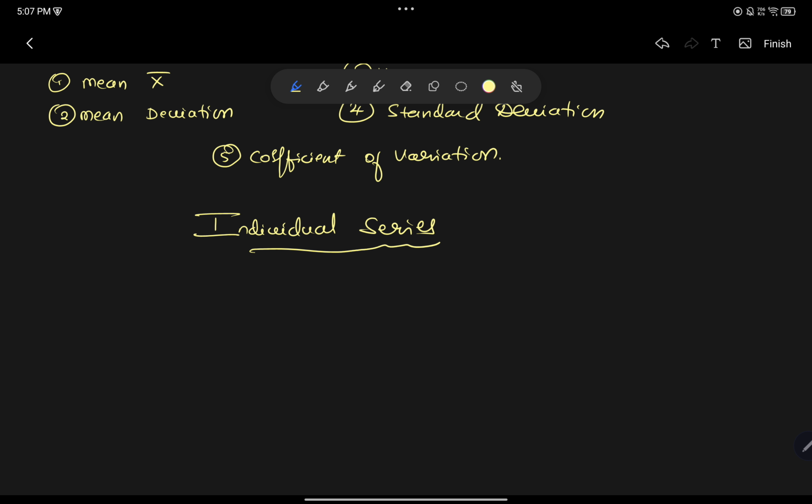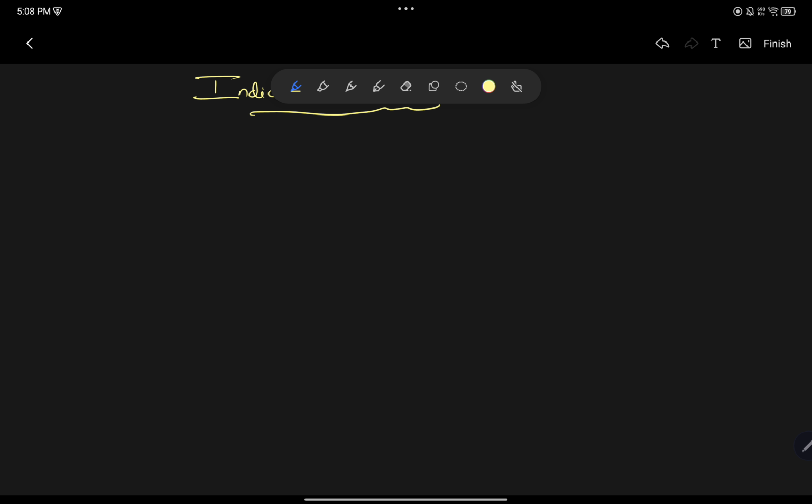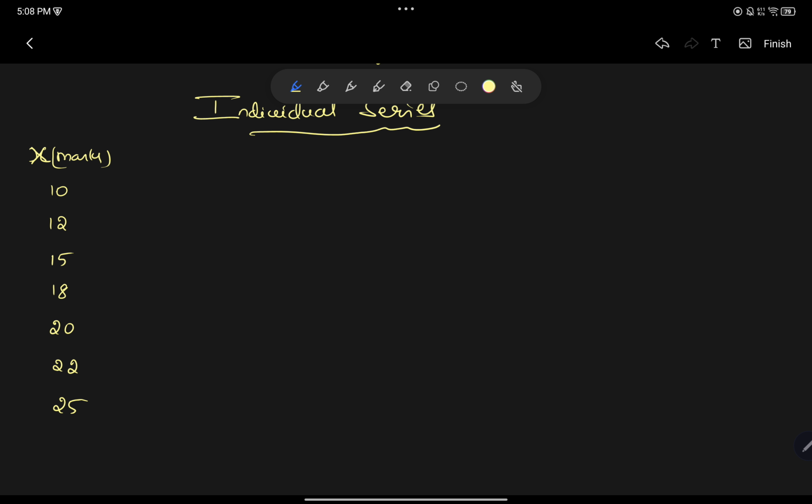Individual series is when they have given some sort of numbers without frequency or without class intervals. Let's take a question. They have given x, marks or ages, something like that. X is 10, 12, 15, 18, 20, 22, 25. So this is what we call an individual series, when they have just given x, no frequency, no class intervals.